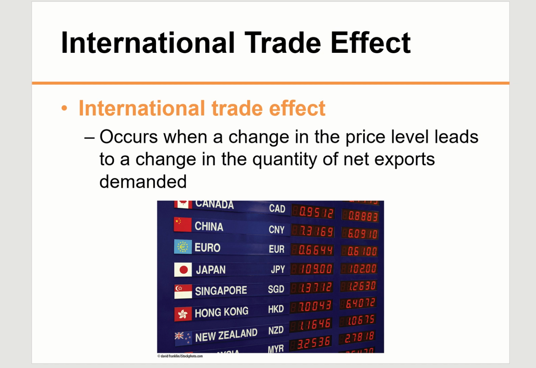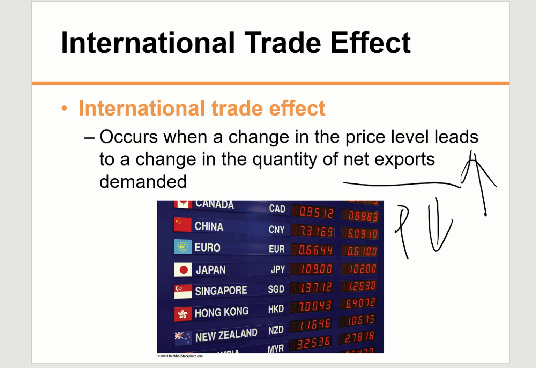Because if you have a stronger dollar, that means everything produced in America is more expensive, and everything produced overseas is cheaper. So our export goes down, import goes up, and then net export goes down. And vice versa, if you have a weak dollar, everything produced in America is cheaper, so our price level goes down, net export goes up, and your aggregate demand curve, your real GDP, will increase.